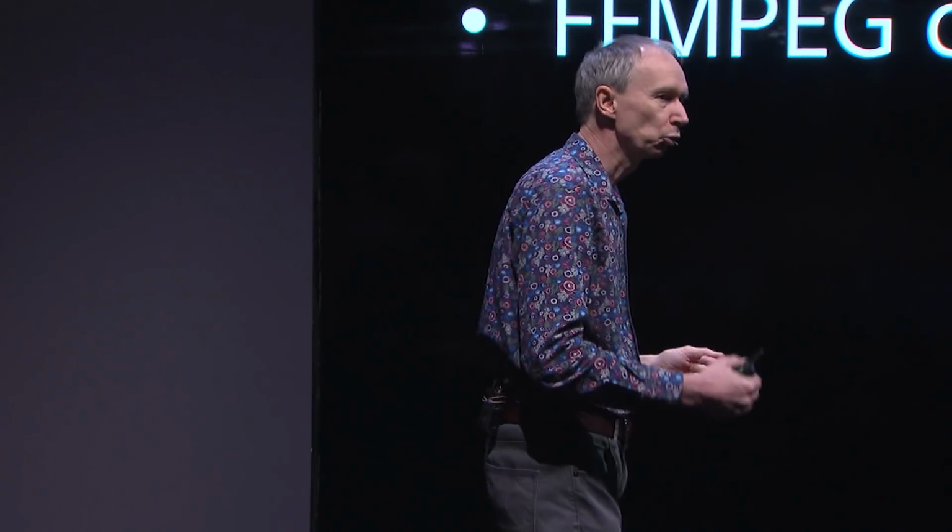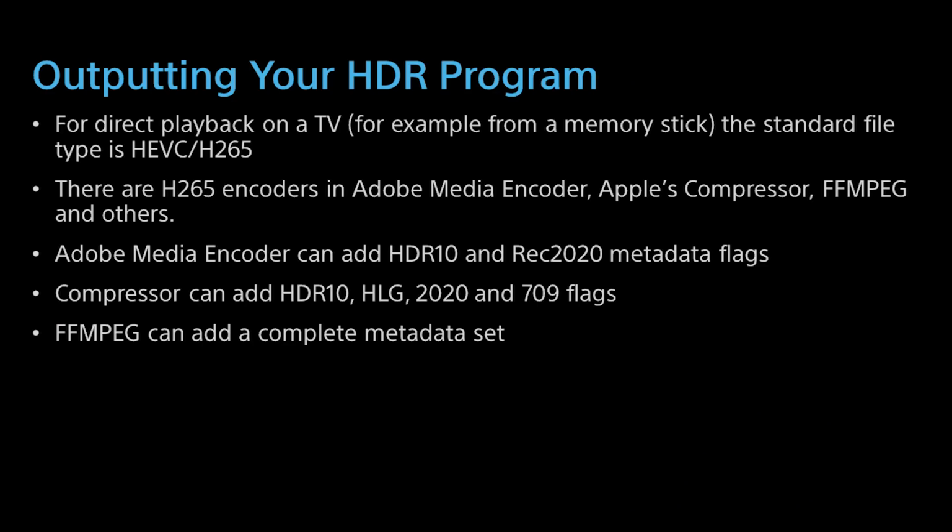But for HDR, we want 10-bit. So we want to use H.265, and it's the H.265 codec that is the normal codec to use for an HDR production. And then on top of that, we need to add the metadata flags that make the TV go into the correct mode, whether that's 709, hybrid log gamma, or HDR10.